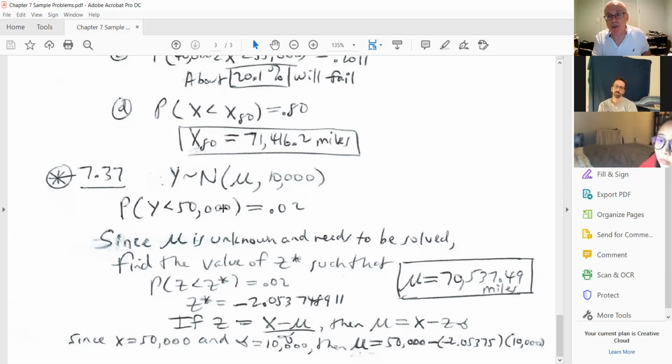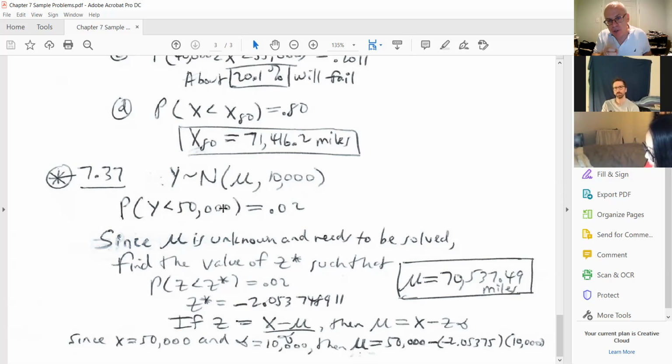This meets the requirements of what the company management wants them to do. Okay? Not an easy problem, right? Not easy, because you have to think, all right, I don't have the mean. How do I do this? Well, you still can work with the Z. That's why the Z is so important.